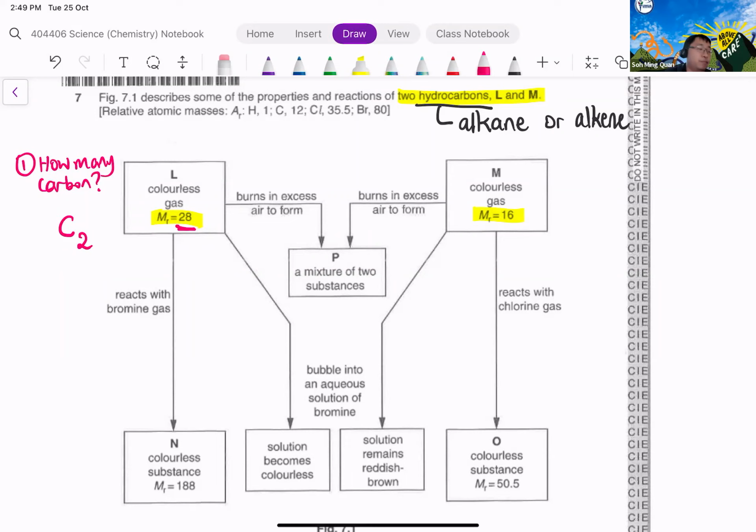2 carbons, right? If I have 2 carbon atoms, the mass will become 2 times 12, which is 24. You know it's a hydrocarbon, so it must have hydrogen, right? The whole MR must be 28. If I got 2 carbons already, 2 times 12 is 24. 28 minus 24 equals 4. So 4 hydrogens. Okay, so L is C2H4. M is 1 carbon, 4 hydrogens. This makes an MR of 16.